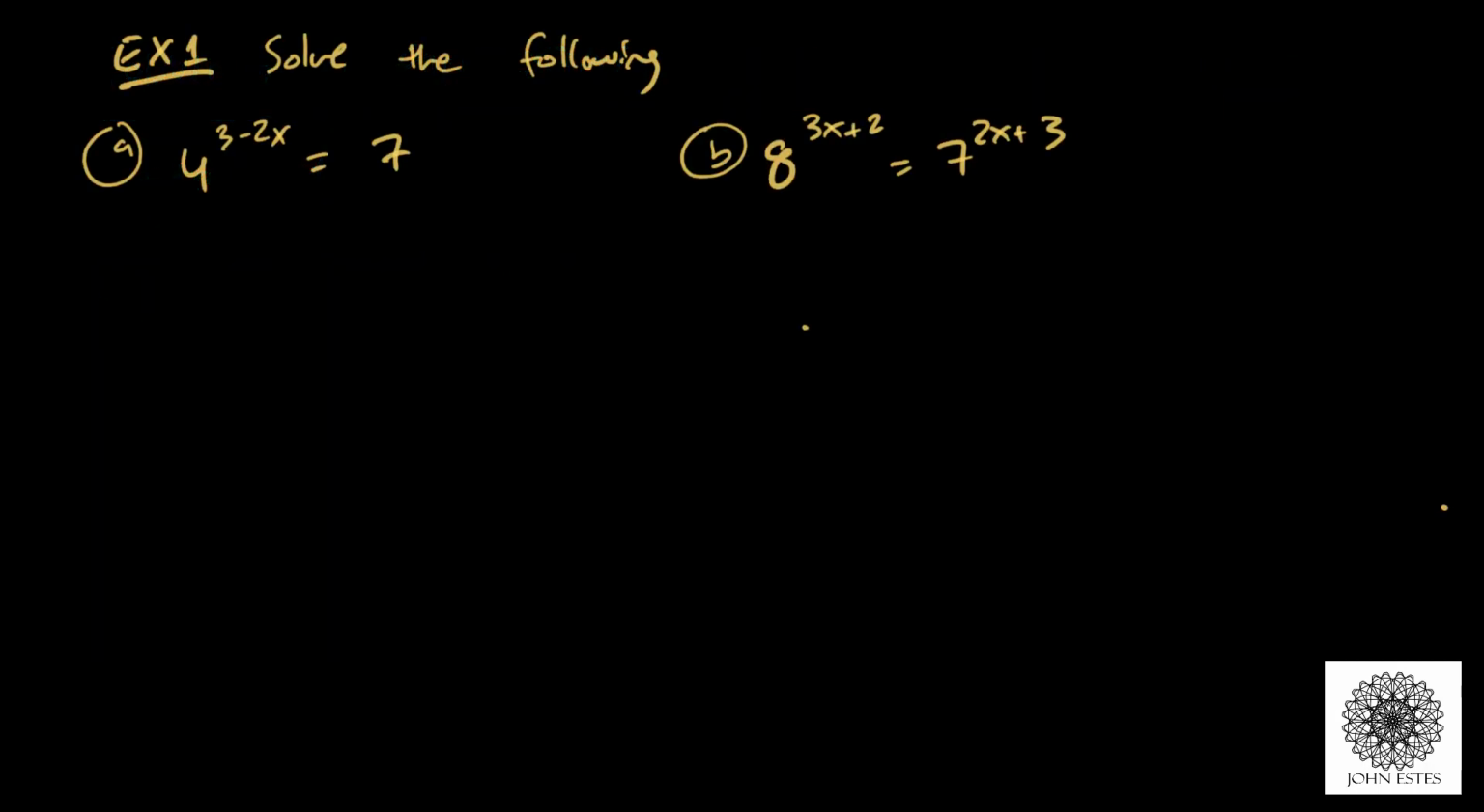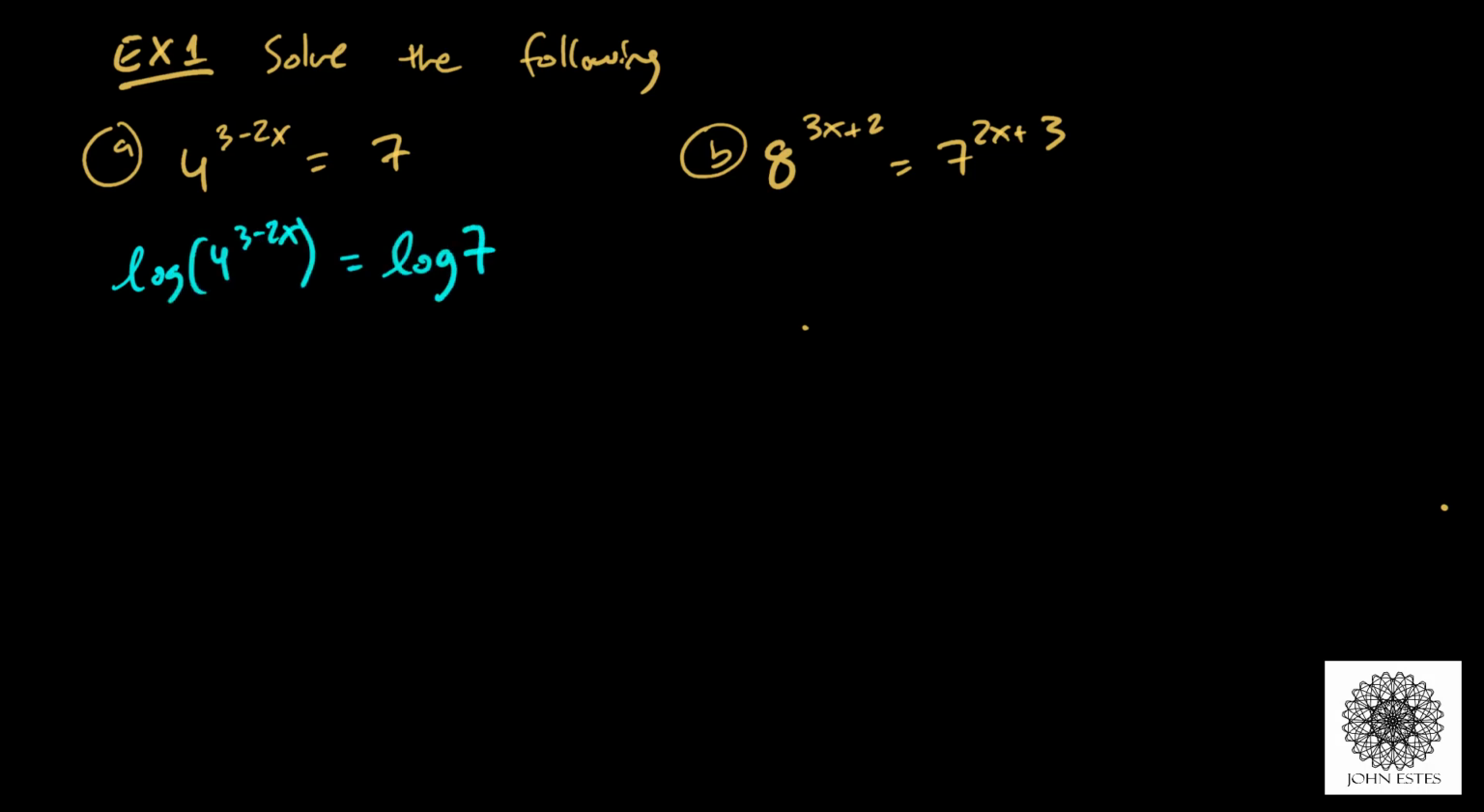Alright, so for these first two, we have to solve the following, and look at part A. We have 4 to the 3 minus 2x power equals 7. Now according to my strategy here, first thing I want to look for is a common base. Can I relate the bases of 4 and 7? Can I write 7 as 4 to some power? Probably not, so that's going to be gone. There's also no e involved, so what I'm going to do here is just jump to part 3 of our strategy and just apply log to both sides. So I'm going to say log 4 to the 3 minus 2x equals log 7.